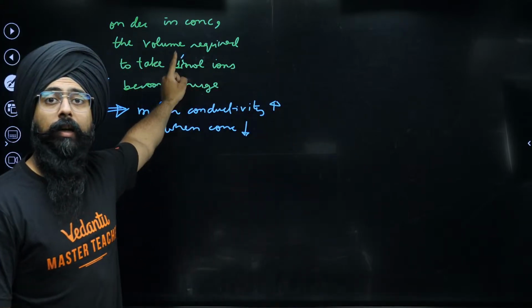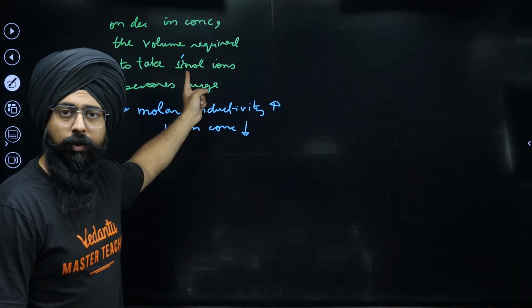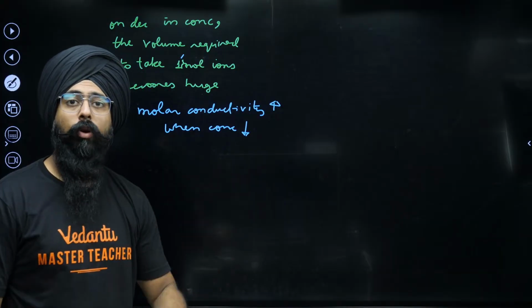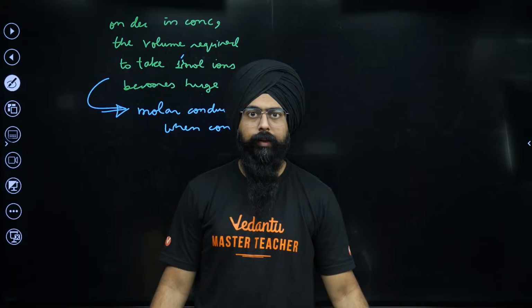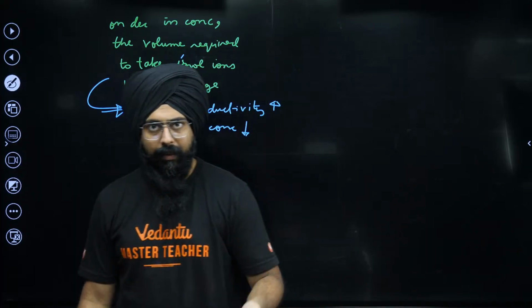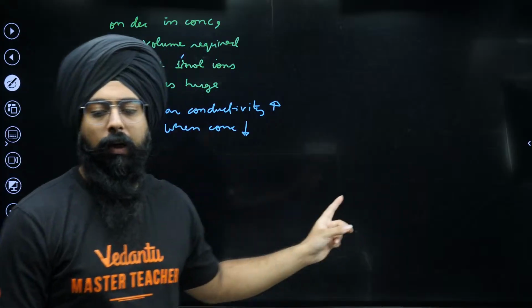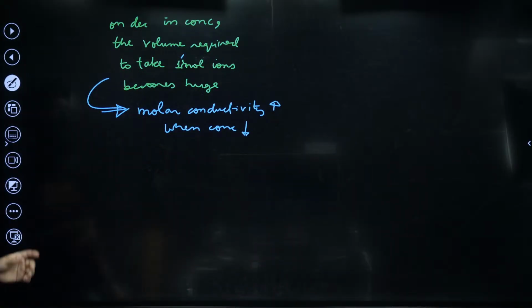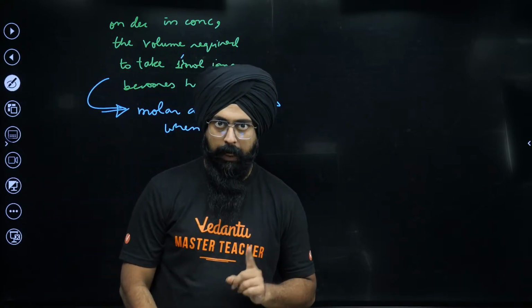But molar conductivity is different. Molar conductivity means conductivity of 1 mole of ions. If I decrease concentration, 1 mole of ions will be in 1000 liters or 100 liters, depending on how low the concentration is. So to take 1 mole of ions, I need such a huge volume. Molar conductivity increases with a decrease in concentration. Molar conductivity increases with dilution.